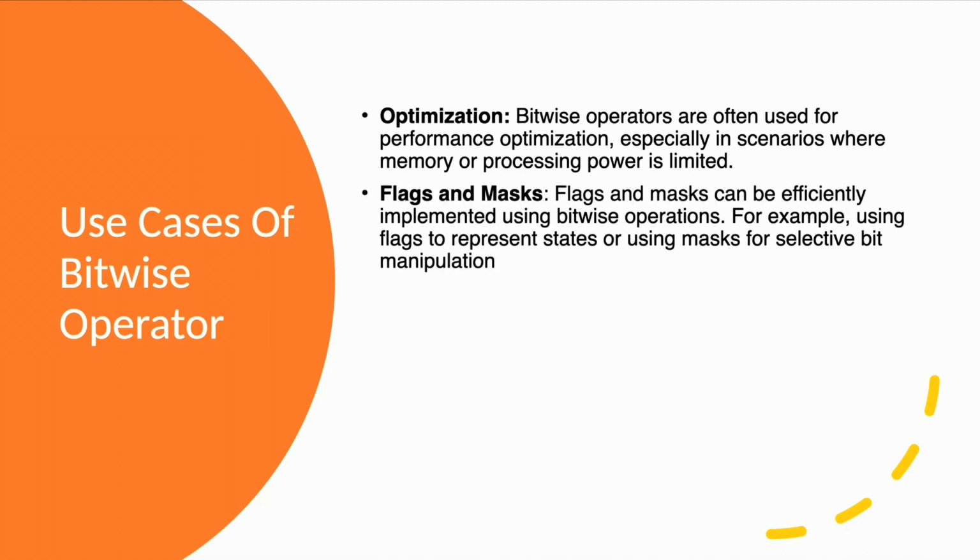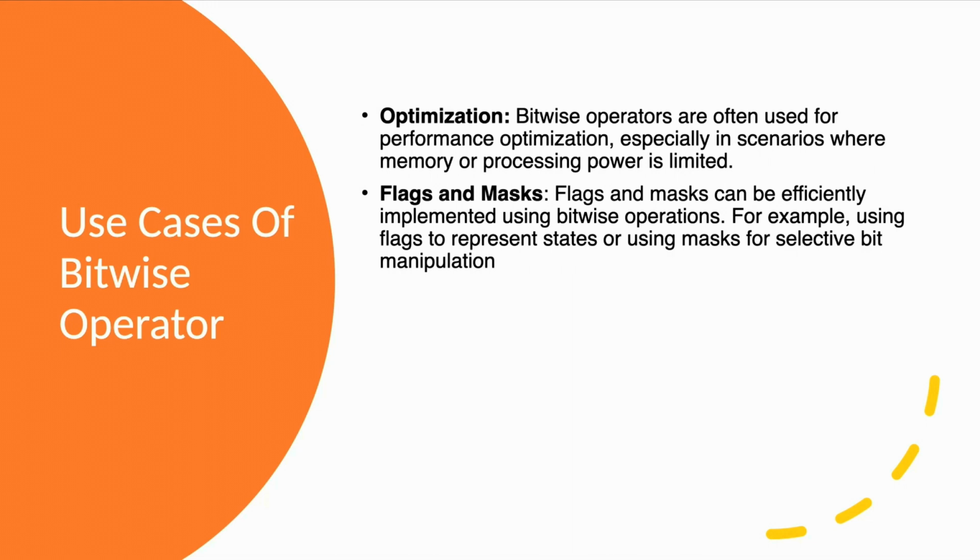And then we have flags and masks. Whenever you want to set or handle flags or masks in your application, you can also use the bitwise operators, because again they perform all their operations at the level of bits. If you want to store any flags, or you want to mask any particular bit and manipulate only specific or selective bits in your application, you can use the bitwise operators. So flags and masks can be efficiently implemented using bitwise operations.